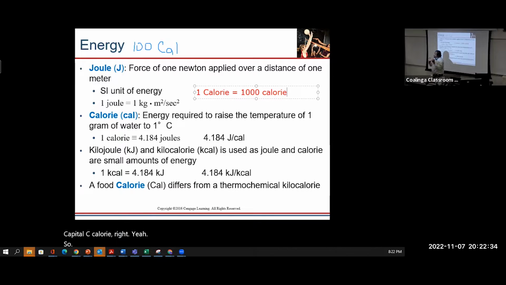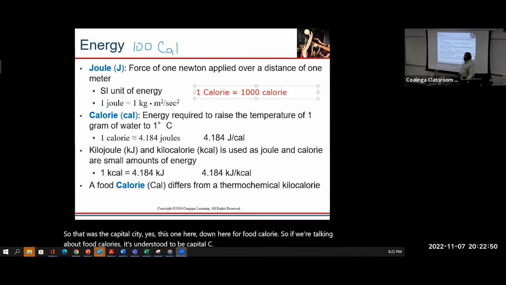When we're talking about food calories, there's quite a bit of calories when you think about it. So that one's capital C. If we're talking about food calories, it has a capital C calorie. If it's lowercase c, that's different. So then we know that that's 100,000.